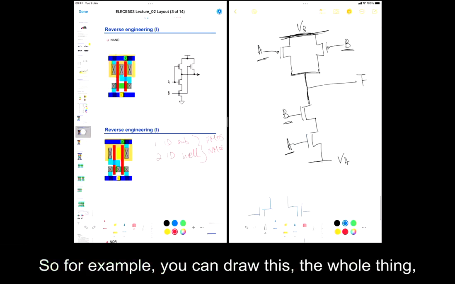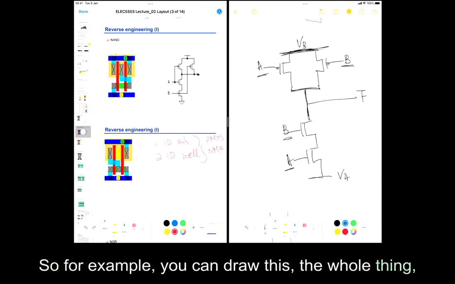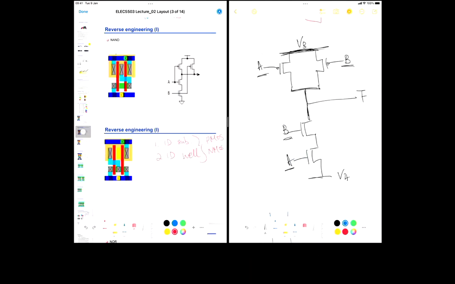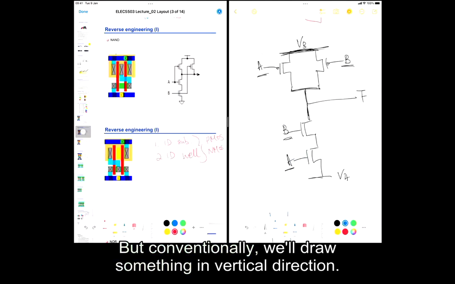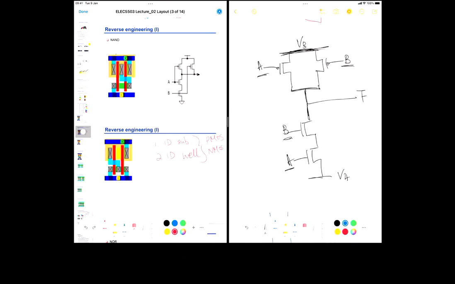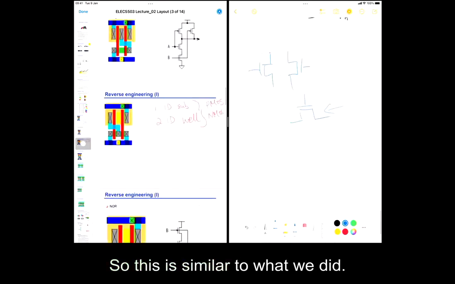So, for example, you can draw this whole thing horizontally. I can't say you're wrong, but conventionally, we'll draw something in the vertical direction. Is that clear? Okay, so this is similar to what we did.